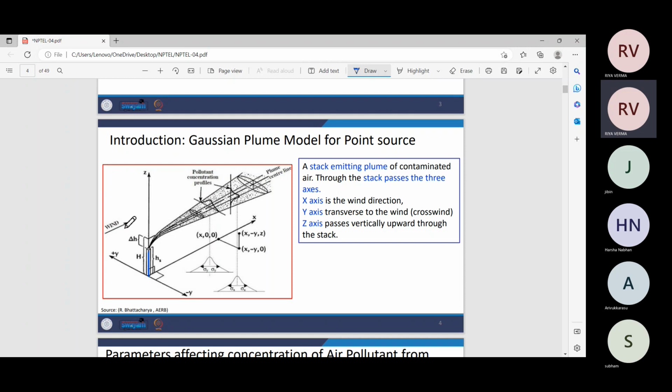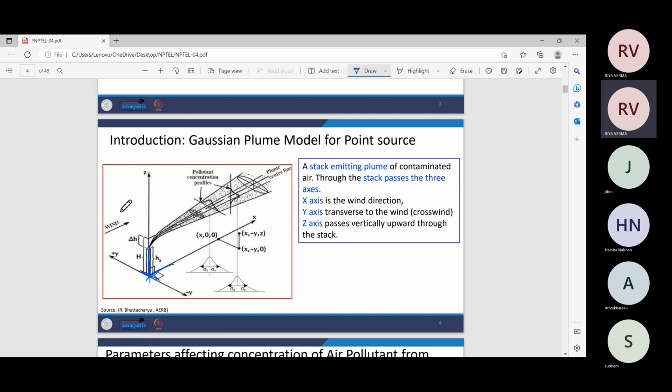So there will be three axes passing through this stack. If we consider this to be the origin, then there will be one axis, this is your x-axis. Then there will be your y-axis, which is your crosswind distance. X-axis will be your downwind distance, and z-axis, this is your elevation, or this is your z-axis.